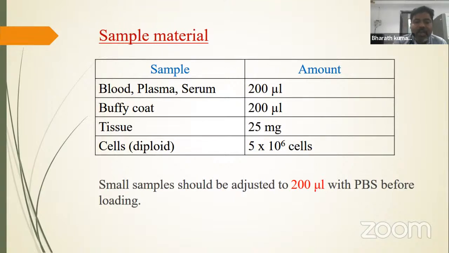So it requires 20 milligrams of tissue. And if we are extracting from diploid cells, it requires 5 into 10 to the power of 6 cells. So these are the sample materials. For example, we can suitably use EDTA samples. Once we collect the EDTA sample, the best method is to extract within a few hours. Otherwise, these samples can be stored at 2 to 8 degrees centigrade up to 1 week. If we have more time, we can store at minus 80 degrees centigrade. So all these are suitable.